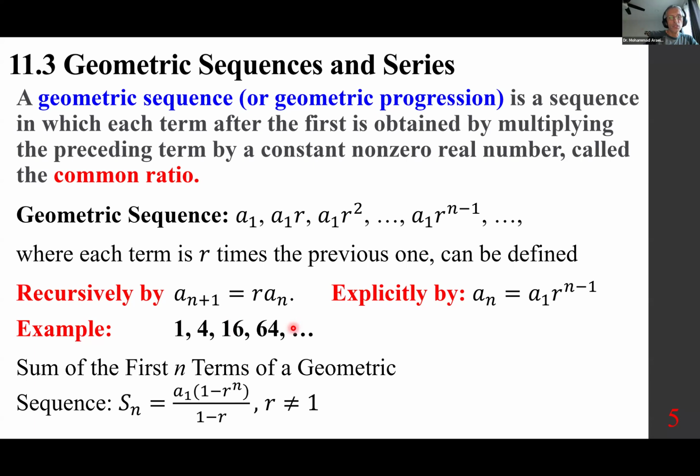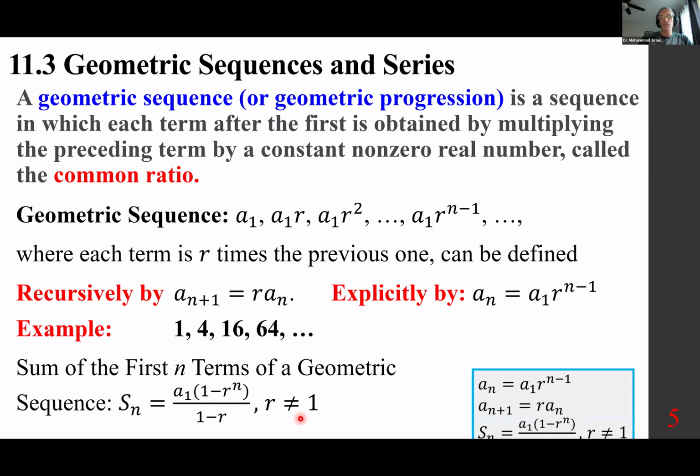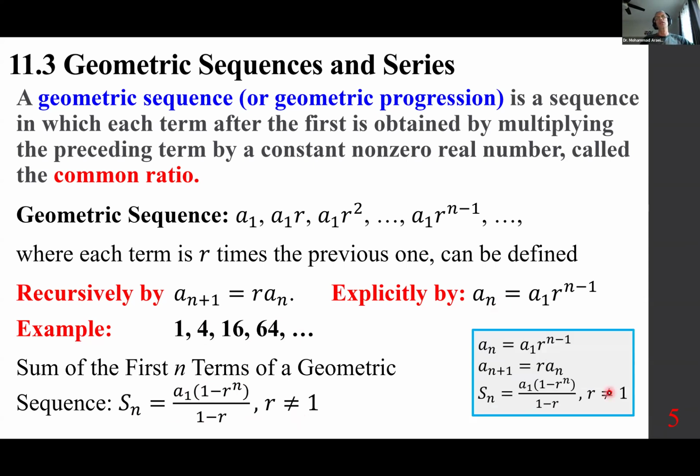Example, 1, 4, 16, 64. Notice 1 times 4 is 4, 4 times 4 is 16, 4 times 16 is 64, 4 times 64 is 256, and so on. Sum of the first n terms of a geometric sequence: S sub n is a sub 1 times 1 minus r to the power of n over 1 minus r. r can't be 1, and here's the synopsis of everything that has been mentioned here.